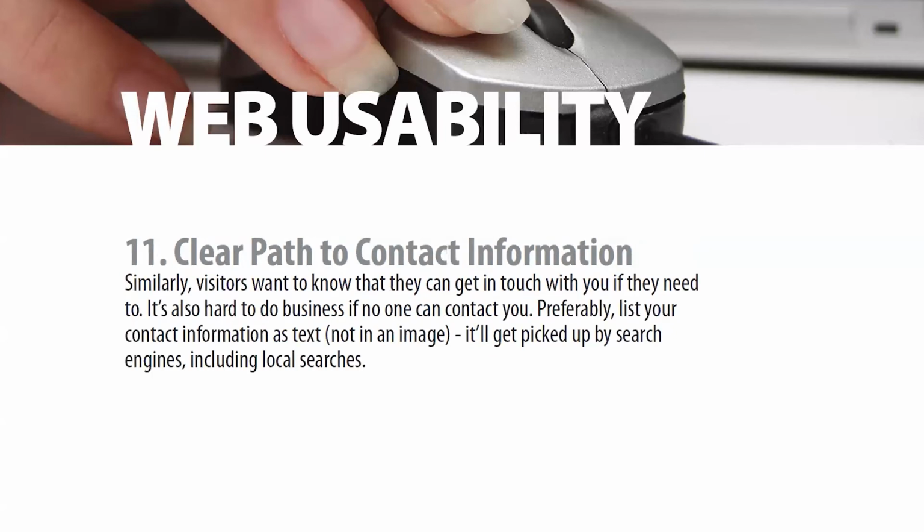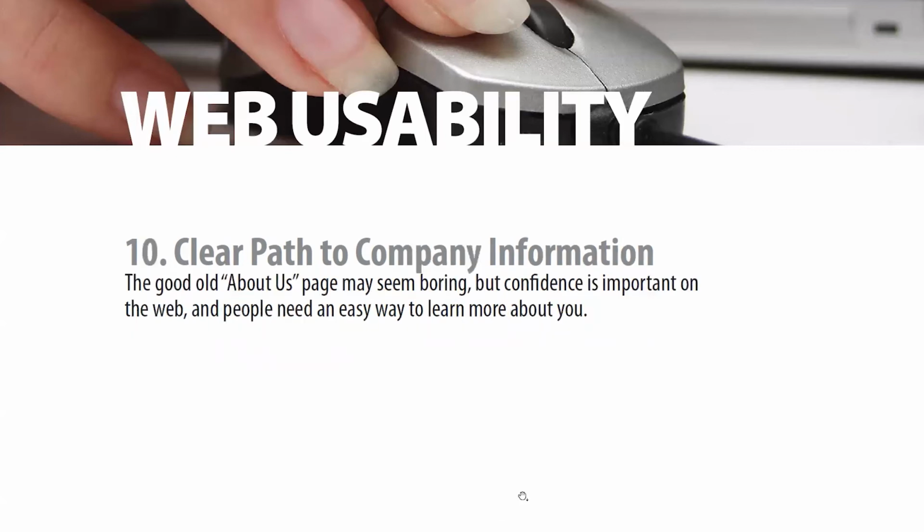You also, in the same sense of the company information, want to allow for a clear path to the contact information. This is usually either that contact information is on every page in the upper right corner, or the bottom footer, or on an actual page itself. It says contact. It's very simple. So you always want to make sure your contact information is available.